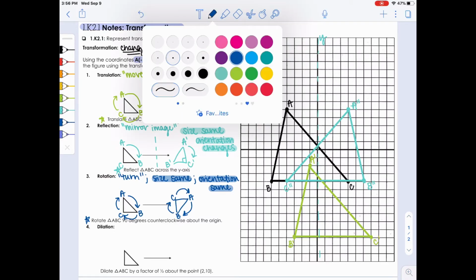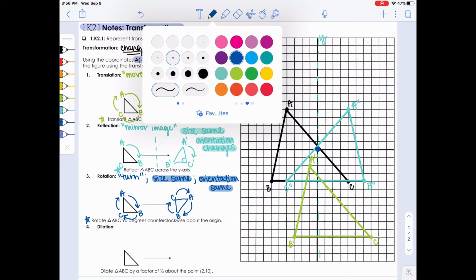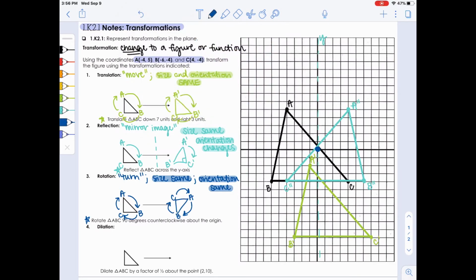So I'm going to put a little blue dot here. Our origin is that center point 0, 0. Just as a reminder, or in case you didn't know, the origin is 0, 0, the coordinate. Okay, and this one is a little bit tricky. We actually can turn our paper to help us out, but we actually are going to turn it the opposite way. You may want to make yourself a note of that.